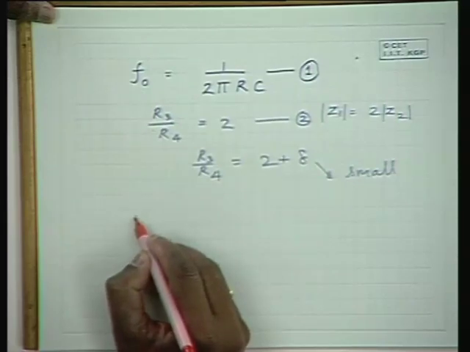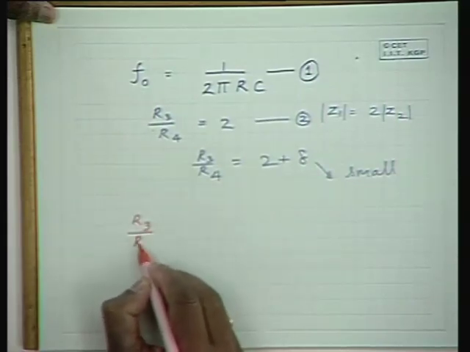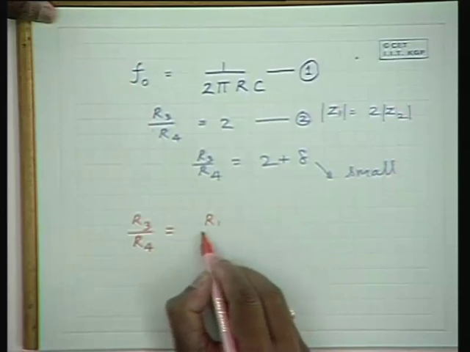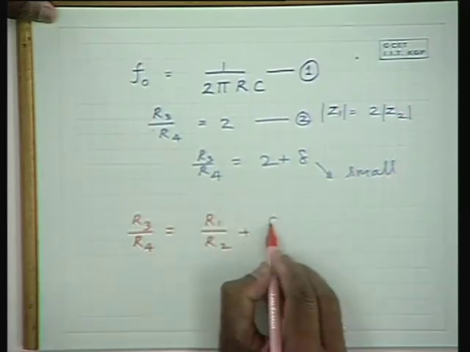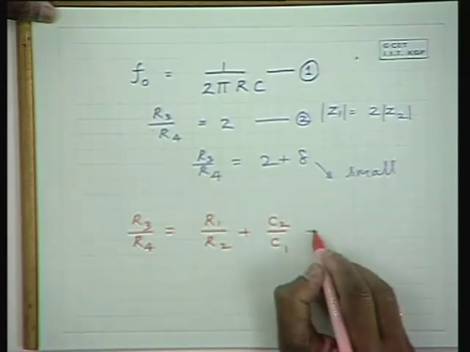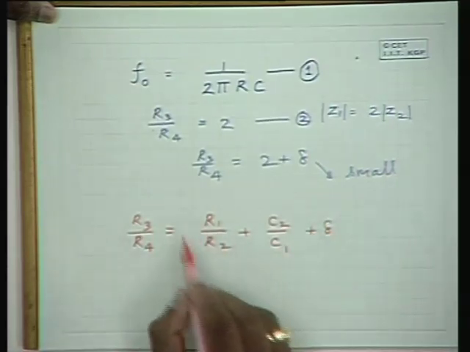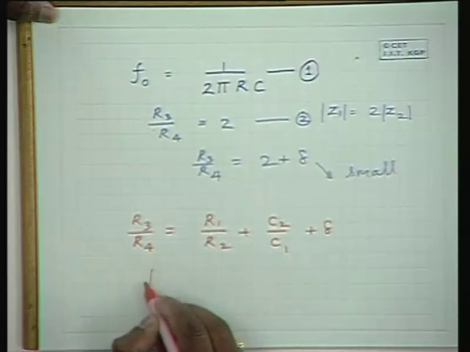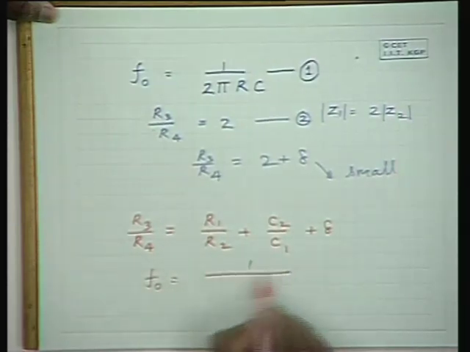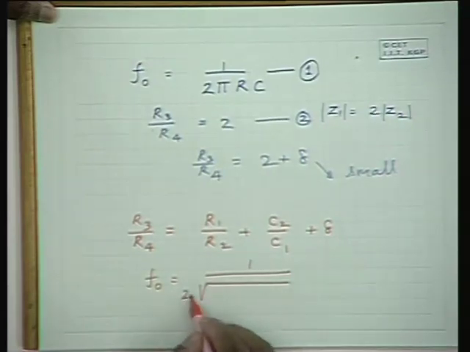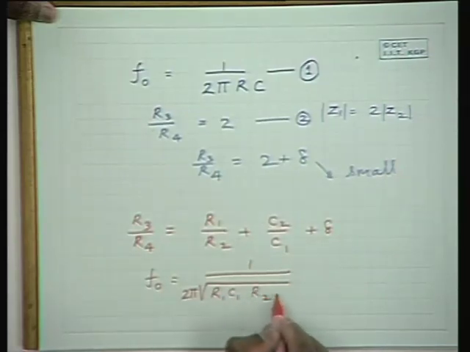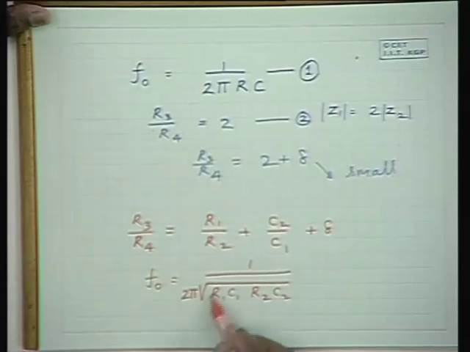In fact, first the condition for the oscillations to occur is like this: R3 by R4 should be equal to R1 by R2 plus C2 by C1, plus of course a small quantity delta. R3 by R4 should be larger than this, therefore R3 by R4 is equal to this plus a small quantity delta. And the frequency of operation is given by 1 over 2 pi into square root of R1 C1 and R2 C2. It becomes the geometrical mean of the time constant R1 C1 and the time constant R2 C2.